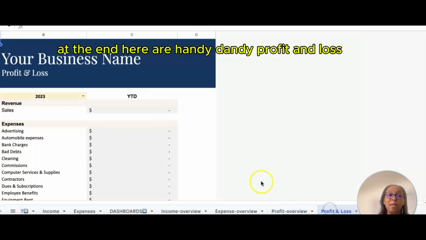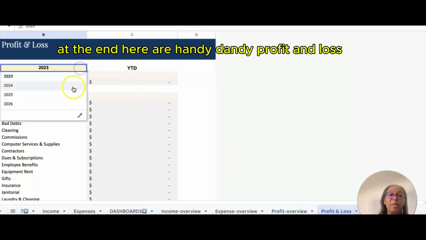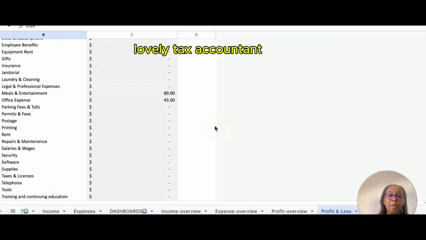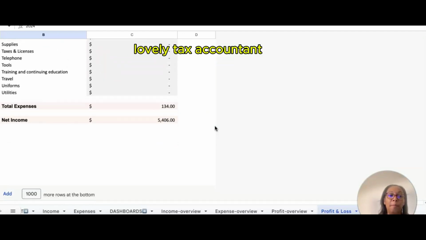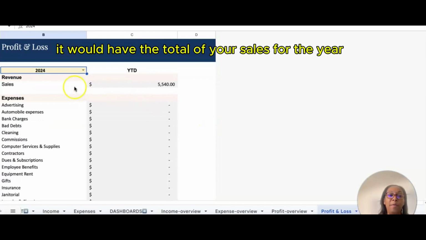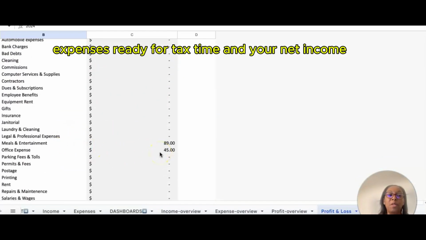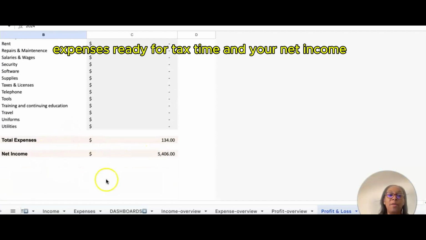But then we have at the end here our handy dandy profit and loss. And this is wonderful to give to your lovely tax accountant to prepare. And so it would have the total of your sales for the year. It would have your categorized expenses ready for tax time and your net income.